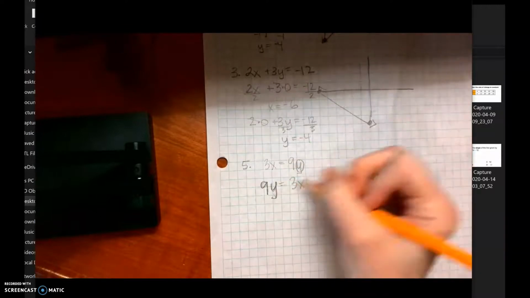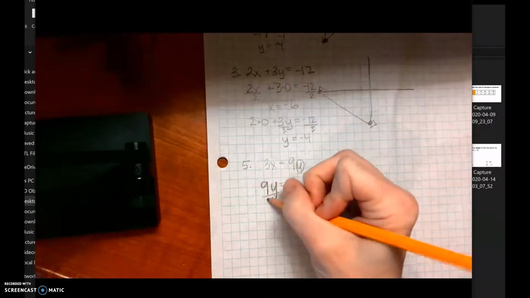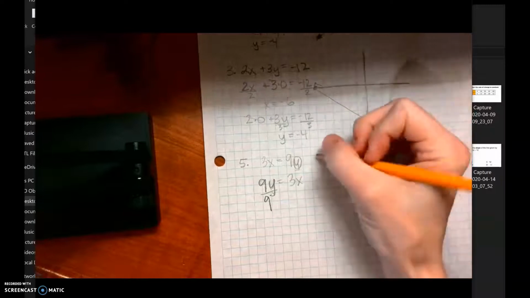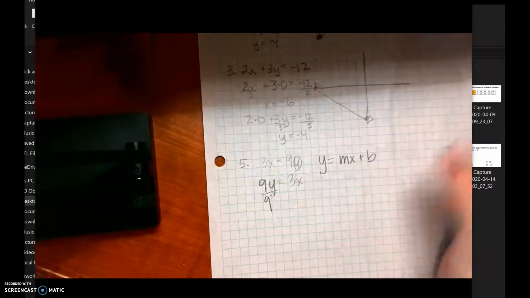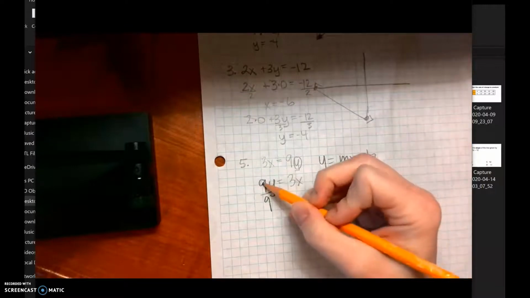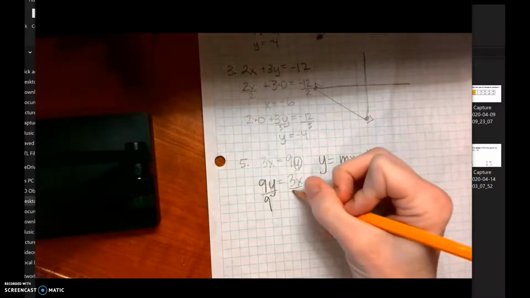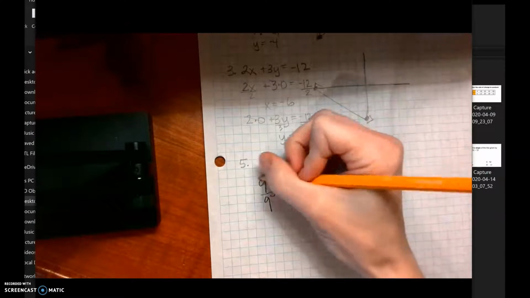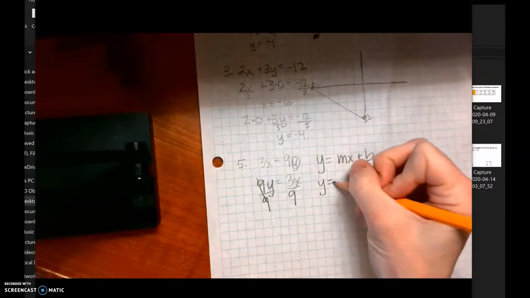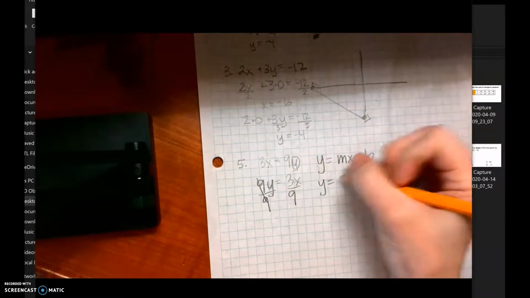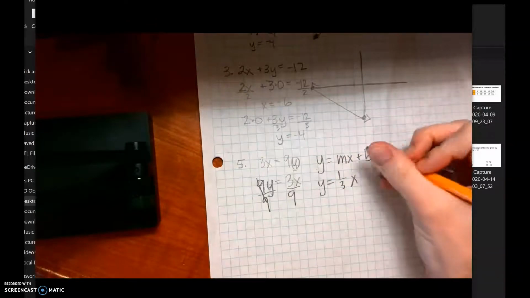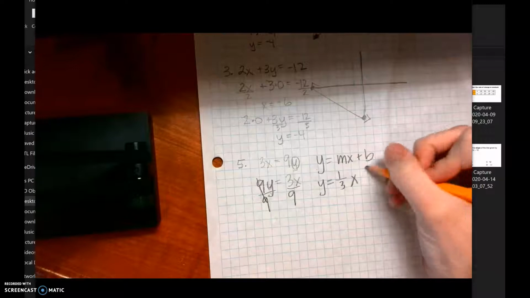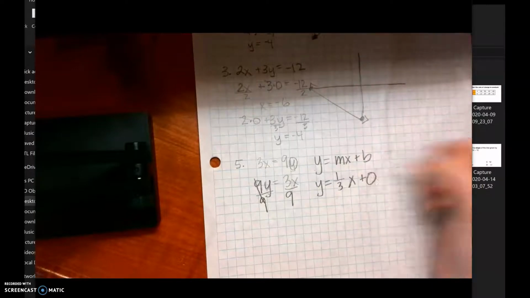get y alone, so I do that by dividing by 9, because slope-intercept form is y equals mx plus b, so we want y alone. To do that, we divide by 9 on each side, and we would get y equals 3 divided by 9 is 1/3 x, and then there's no constant here, so it's an invisible 0.